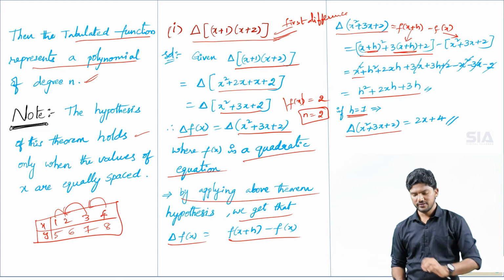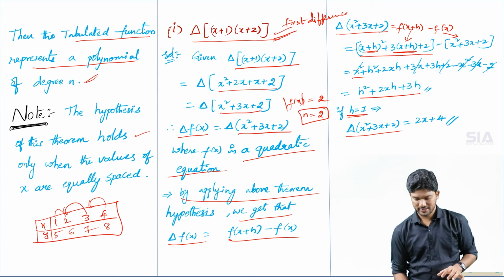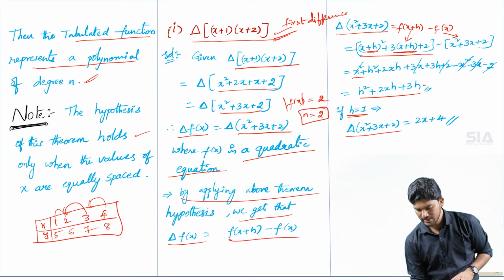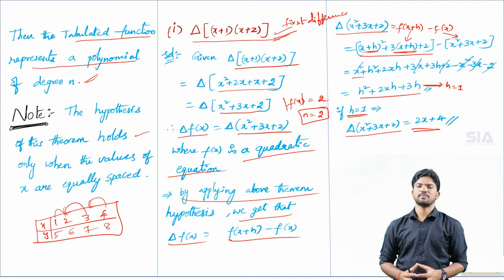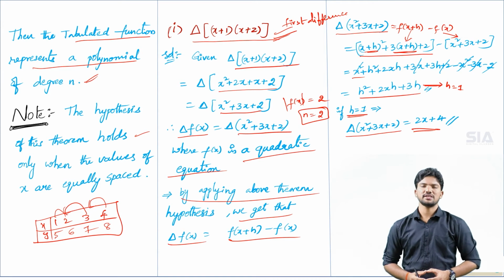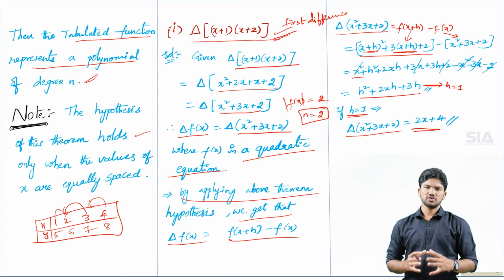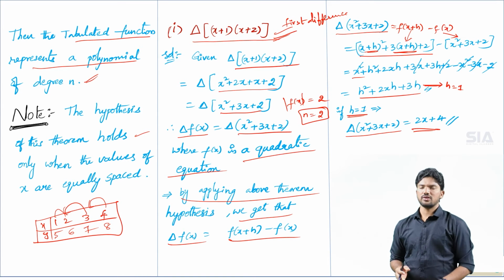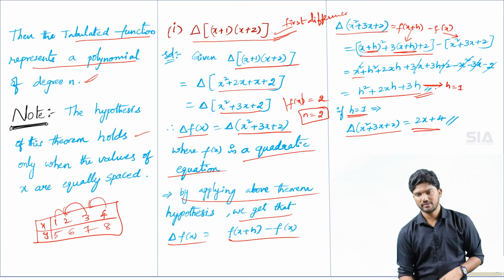Then the first difference del f of x, here h is equal to 1, if you substitute in that equation, you will get 2x plus 4. Okay, 2x plus 4, then that is the solution. No need to take h is equal to 1. Okay, if you don't take h is equal to 1, this is the solution of the given equation.